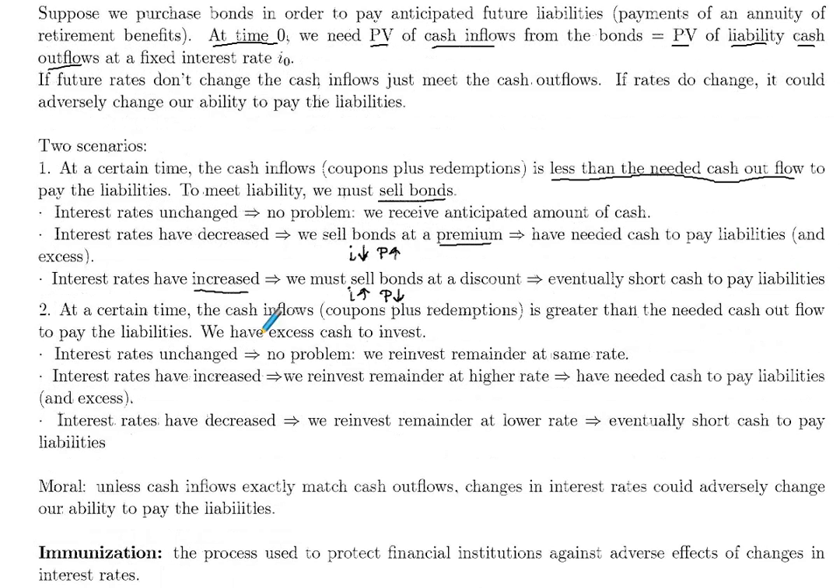Another possibility is that at a certain time the cash inflows, coupons plus redemptions, are actually going to be greater than the needed cash outflow. If that happens, then they've got excess cash that they need to invest. If rates have not changed, then we don't have a problem. They just reinvest everything at the same rate, and they make the anticipated liability payments just like they would before. If interest rates have increased, then they're going to reinvest at a higher rate. That's great. That means they're going to get a greater return at that higher interest rate. So they're going to have the needed cash to pay those liabilities and some leftover.